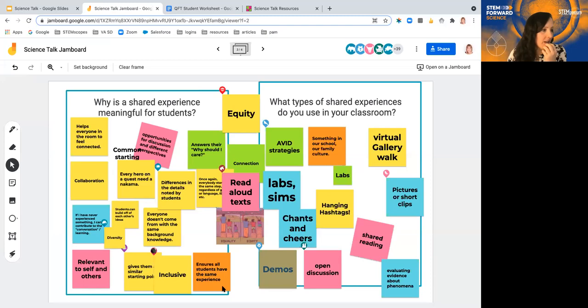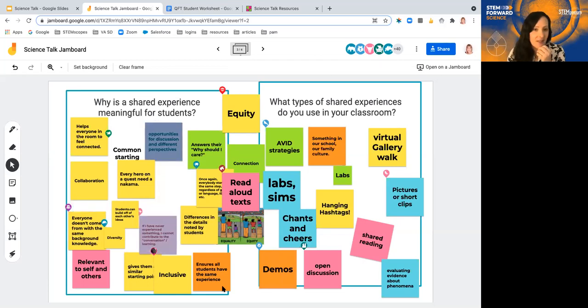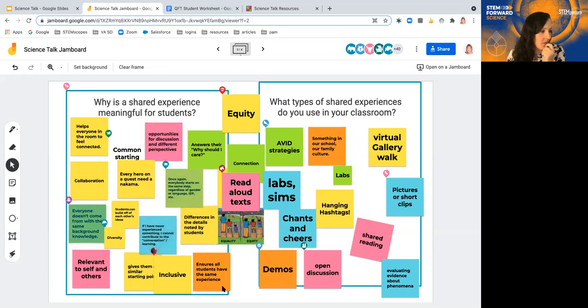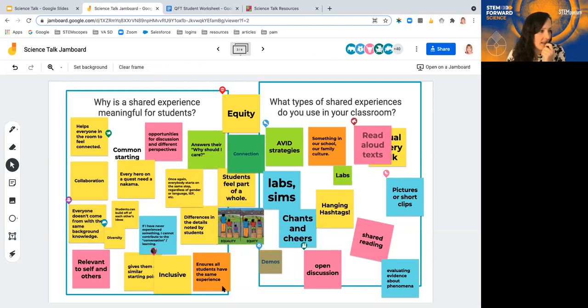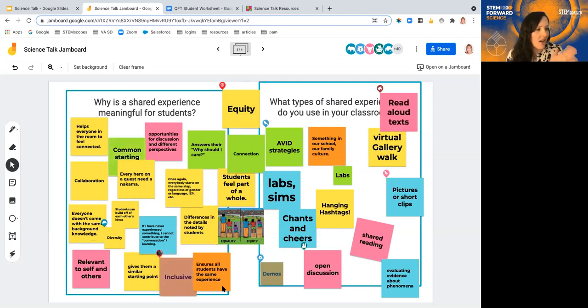Right. And if we've never experienced something, we're not going to be able to contribute to the talk. We're not going to have the confidence to be able to keep up with our peers. Relevancy is highly important here. And then I love the ideas that you guys are pulling together on the right-hand side.